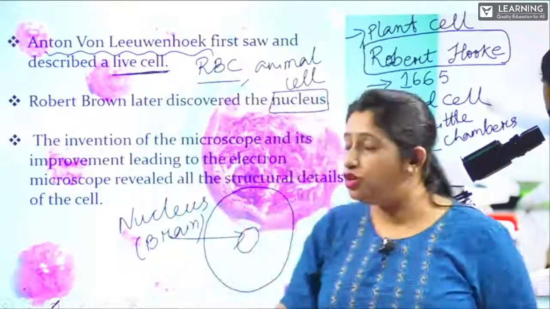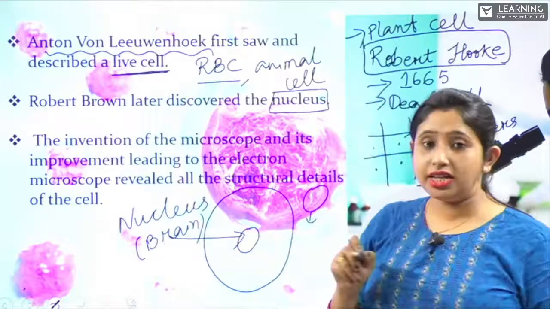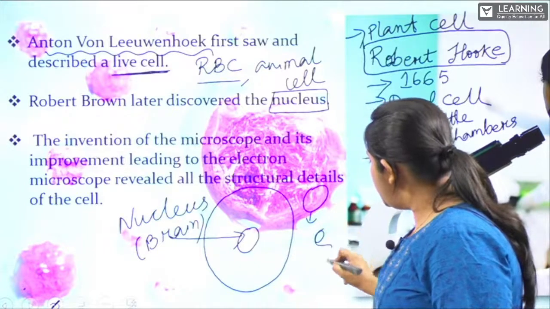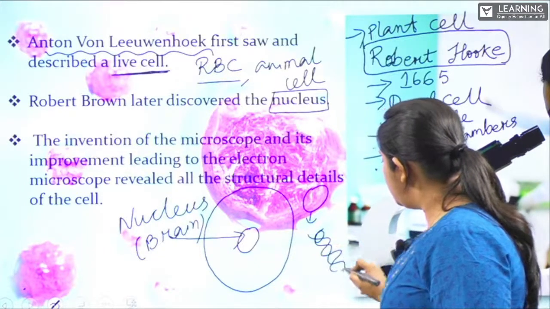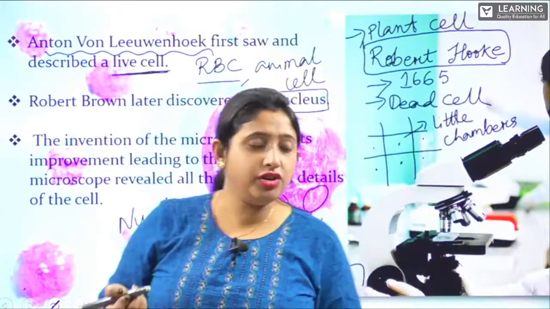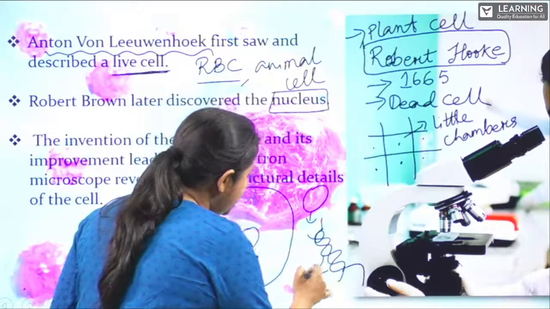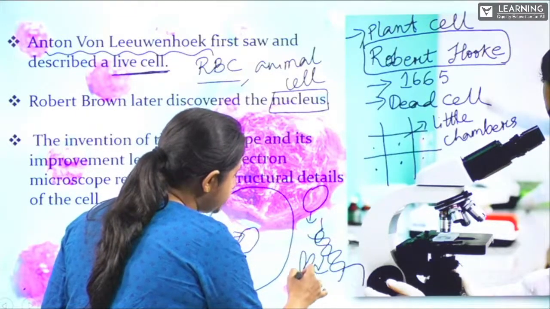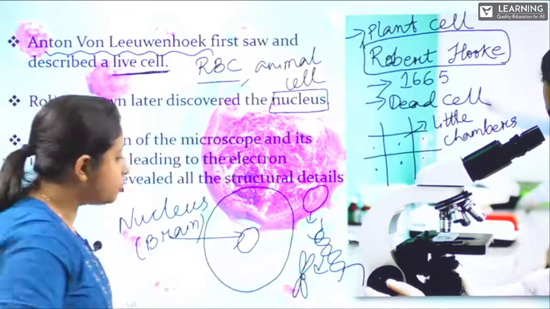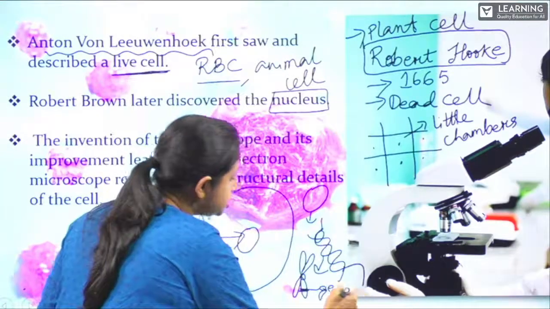What is present inside the nucleus? That is the DNA. Alright, the DNA is present inside the nucleus. So in the DNA, what is present? In the DNA, the chromosomes are present. Clear? In the DNA, chromosomes are present, and in the chromosomes, the genes are present.